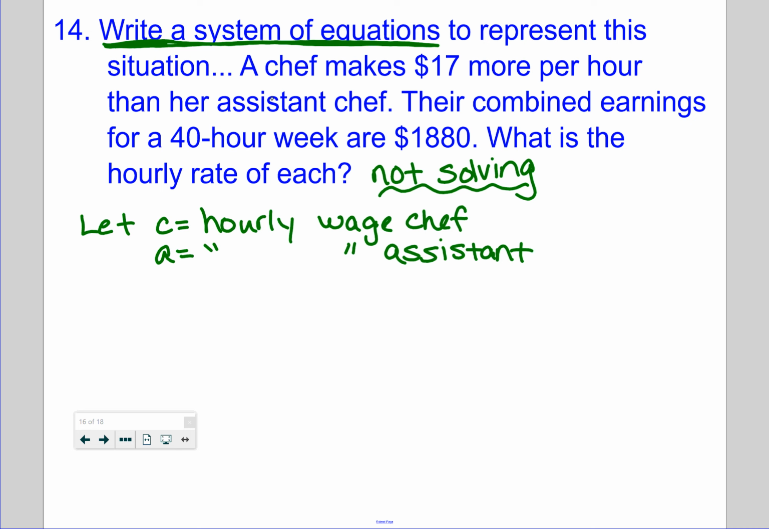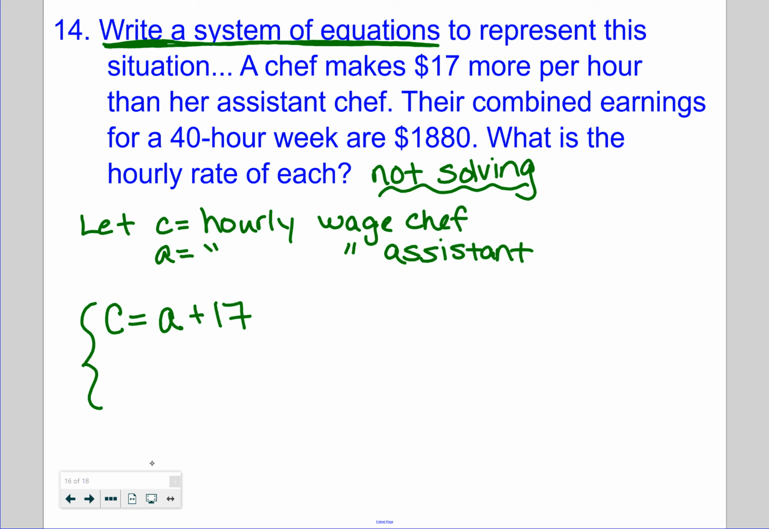So the first sentence we had of information was the chef makes $17 more per hour than her assistant chef. So that means the chef's hourly wage equals her assistant's wage plus an additional $17. Another way to write this equation is you could say C minus 17 equals A. Just the same equation, but the 17 moved on the other side. Now, when you have a system, two variables means you need to write two equations.